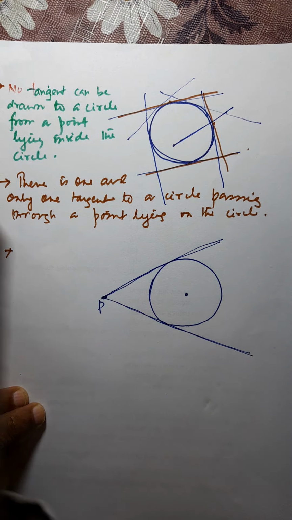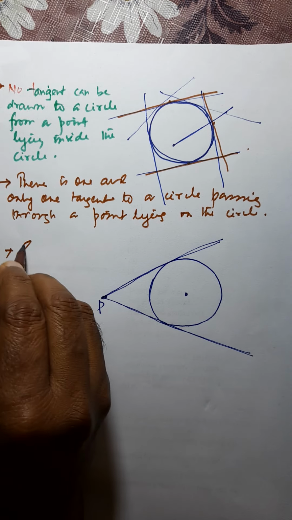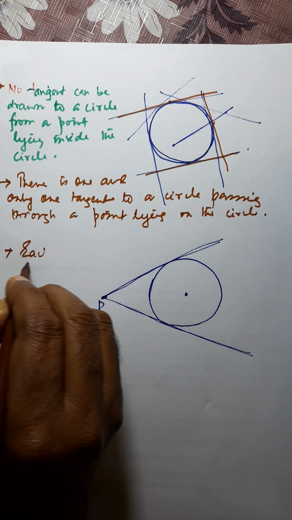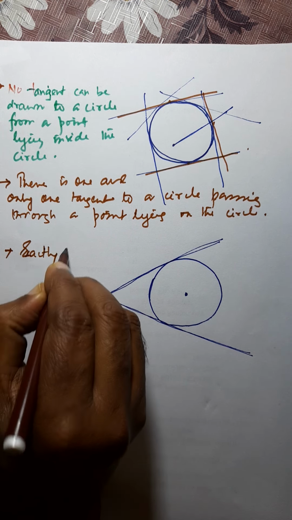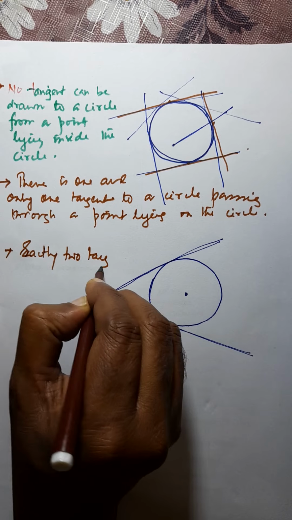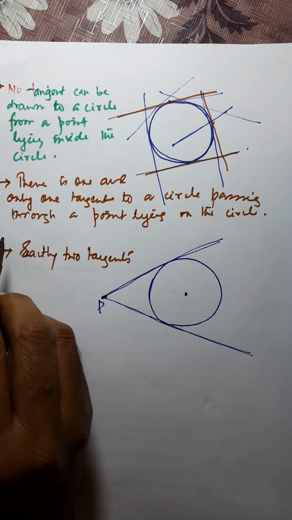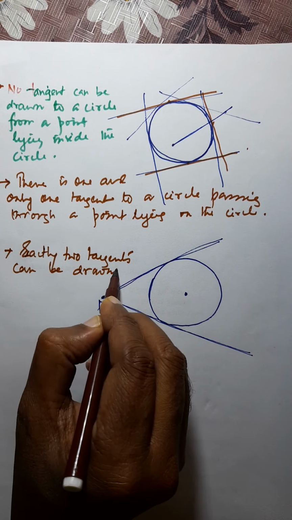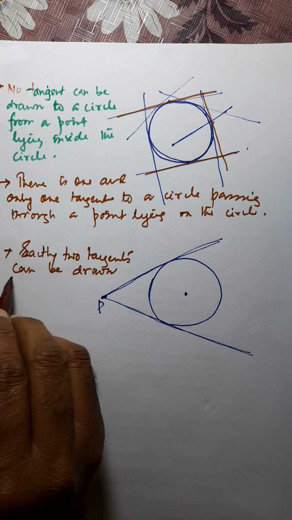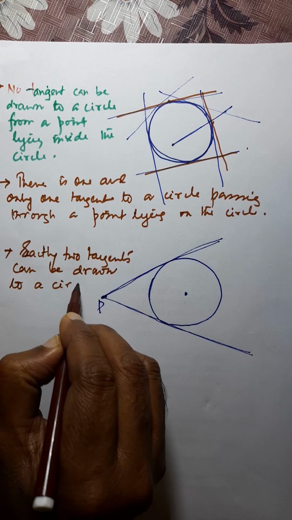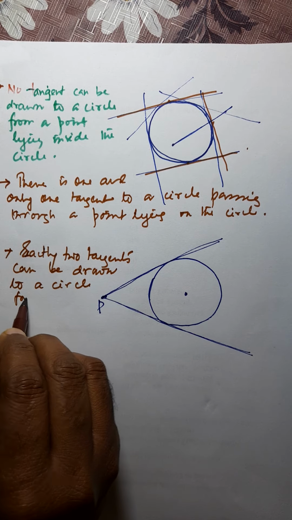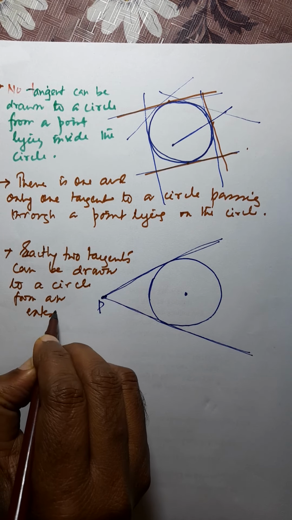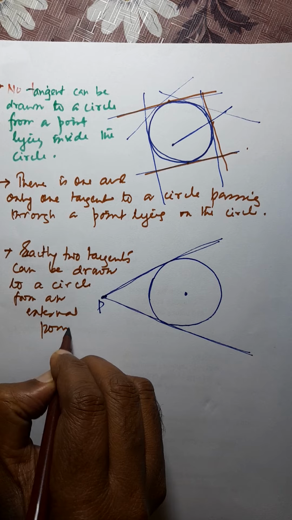So what we can say? Exactly two tangents can be drawn to a circle from an external point. Okay.